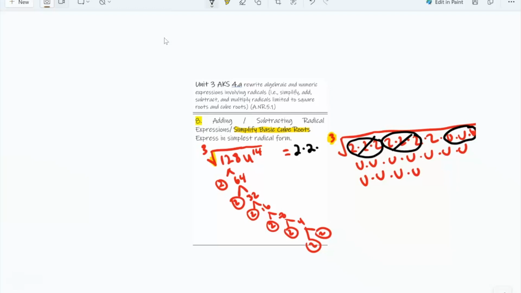3 u's make one book. 3 u's make one book. 3 u's make one book. 3 u's make one book. All right, so those are all my books.